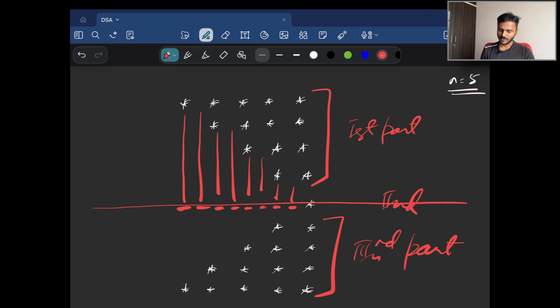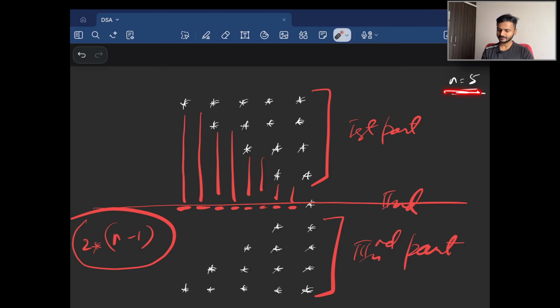So, because we have got 8 spaces for n equal to 5, can we say that the number of spaces is 2 into n minus 1? We can, right? N is 5 and 5 minus 1 is 4. 4 into 2 is 8. So that is how we'll get the number of spaces to leave over here before we print a single asterisk to take care of the second part, right?